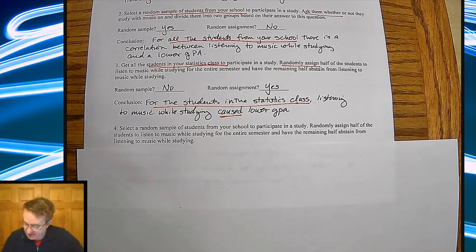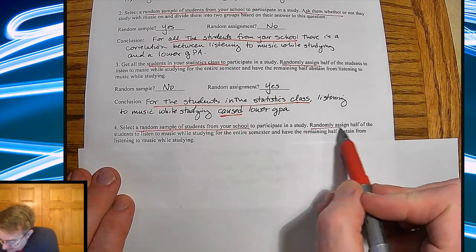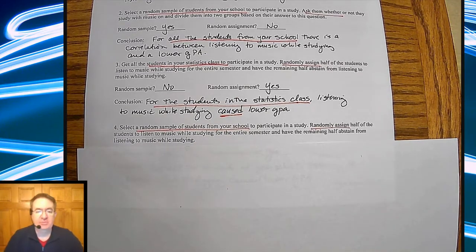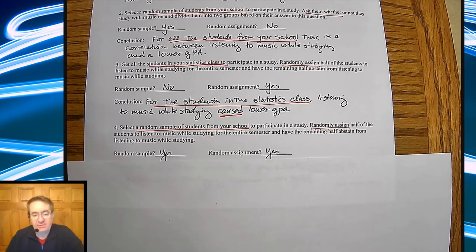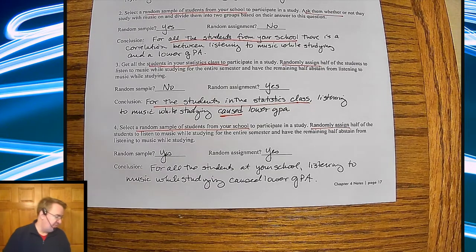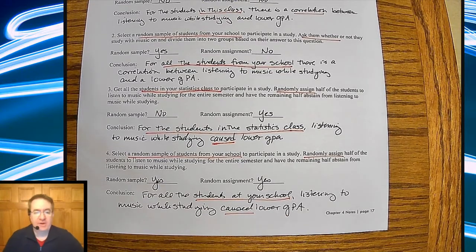Last one, select the random sample of students from your school to participate in a study. Randomly assign half the students. Wait, hold on. Random sample students from your school. Randomly assign students to listen to music for an entire semester and the other half to abstain. So we have both the random sample and the random assignment. So that means that we can, in fact, say for the students at our school, not students in general, because we're only talking about that school, for the students at our school, listening to music while studying caused the lower GPA.